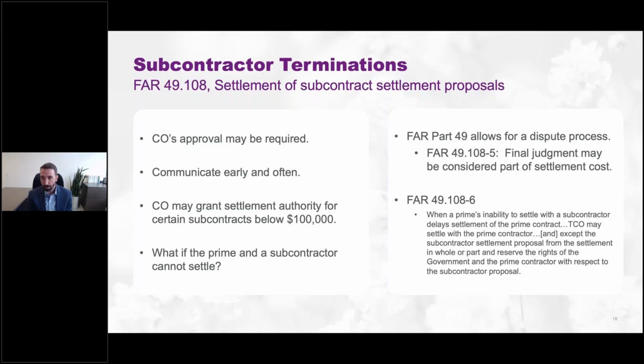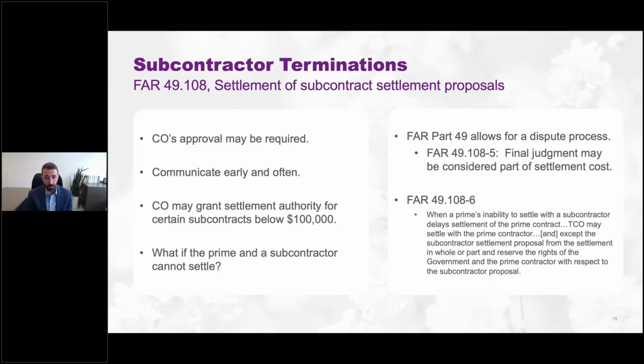So what happens if the prime and the sub can't settle? What if they can't agree? Well, FAR Part 49 contemplates that. It allows for a dispute process. A prime and a sub may actually end up going to court over a termination settlement, or arbitration, or having some kind of dispute that plays out.